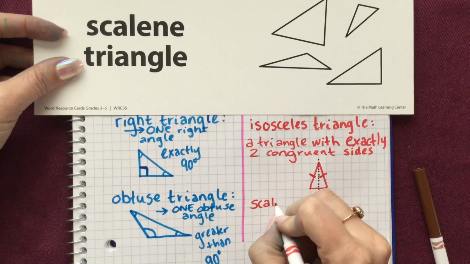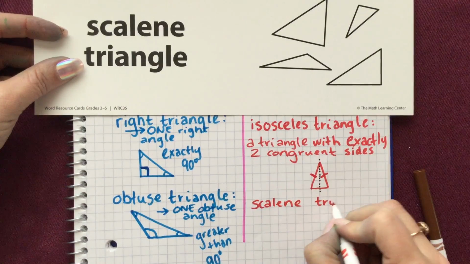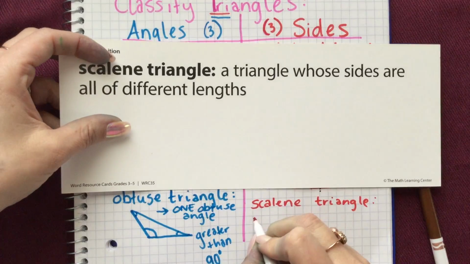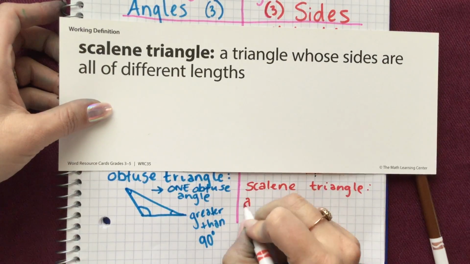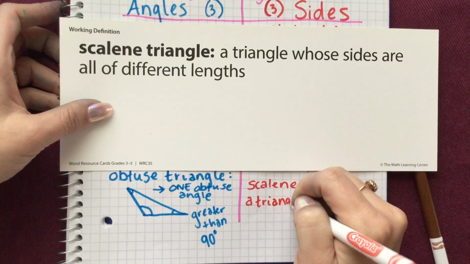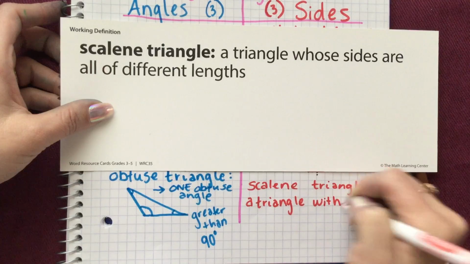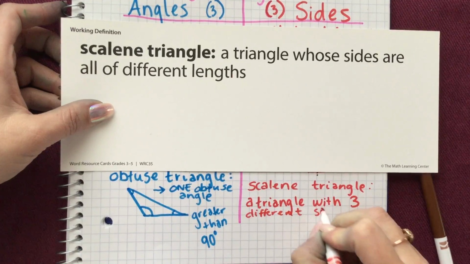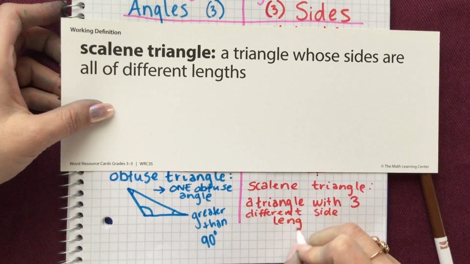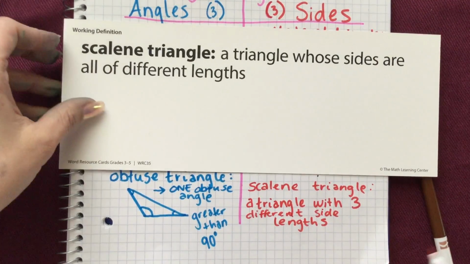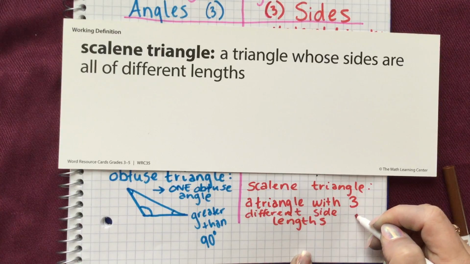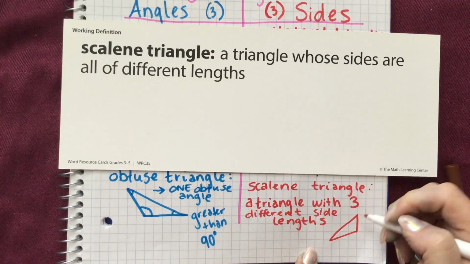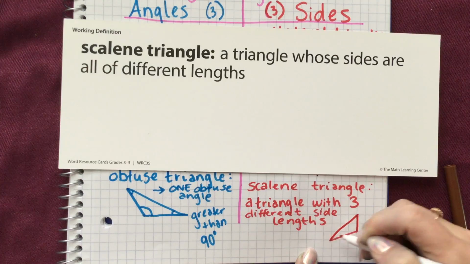So a scalene triangle is a triangle with three different side lengths. Awesome. And so that would look something like this. Maybe I have one over here that's this long, I have one over here that's this long, and then I have another one over here that's this long, and none of those are the same length.